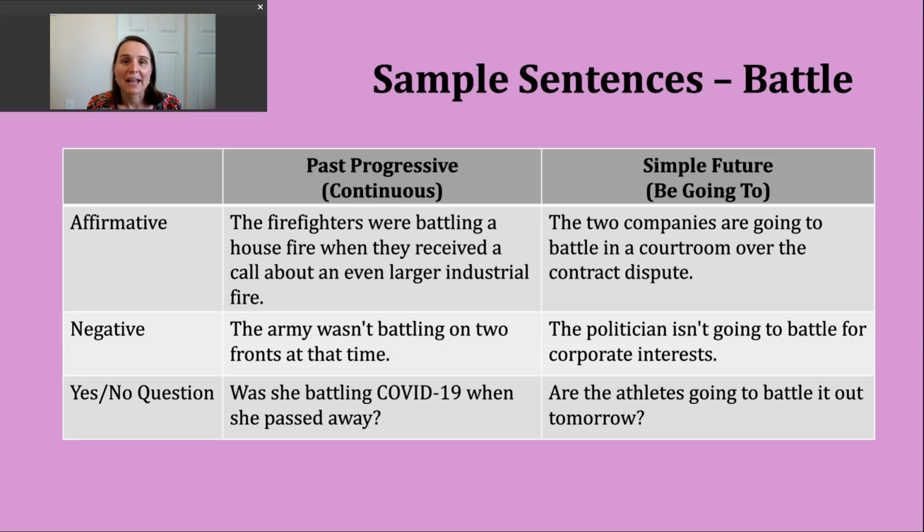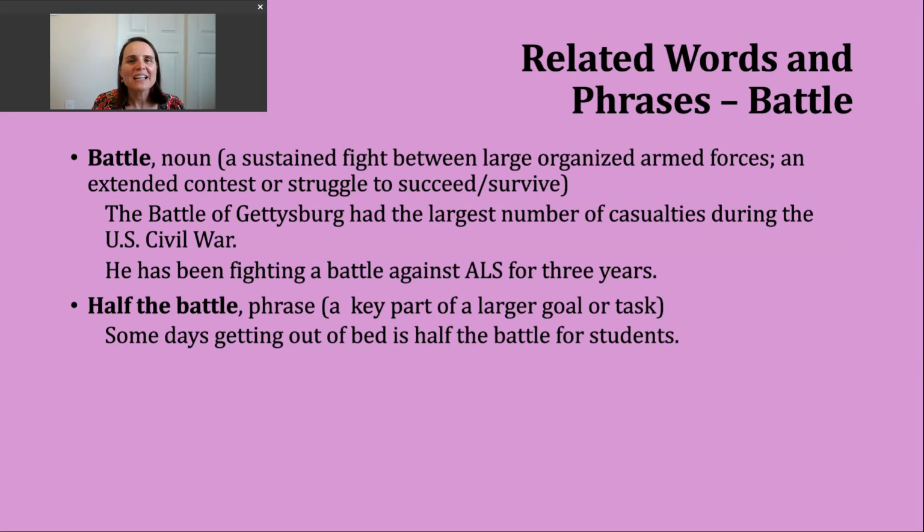Lastly, let's look at making a simple future yes or no question using be going to. To do this, we'll start with our present form of be, whichever form matches our subject, the subject comes next, and then going to and the base verb. Are the athletes going to battle it out tomorrow? Okay. Now let's just spend a little bit of time looking at some related words and phrases.